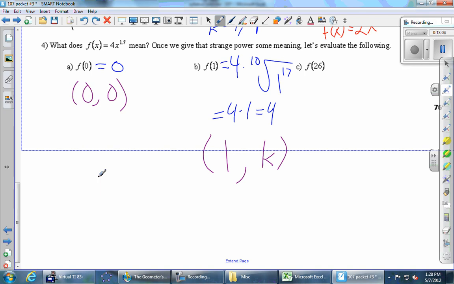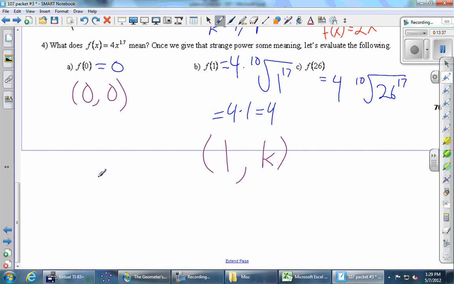Okay, f of 26. Let's write down the definition. 4 10th root of 26 to the 17th power. Okay, 26 to the 17th is quite big. 10th root of it makes it smaller. How are we going to get a good approximation here? The calculator can handle that, no problem. Before we do, I want you to convince yourself that you actually can get a good approximation. Like, it looks crazy, but you can get a good approximation for this.